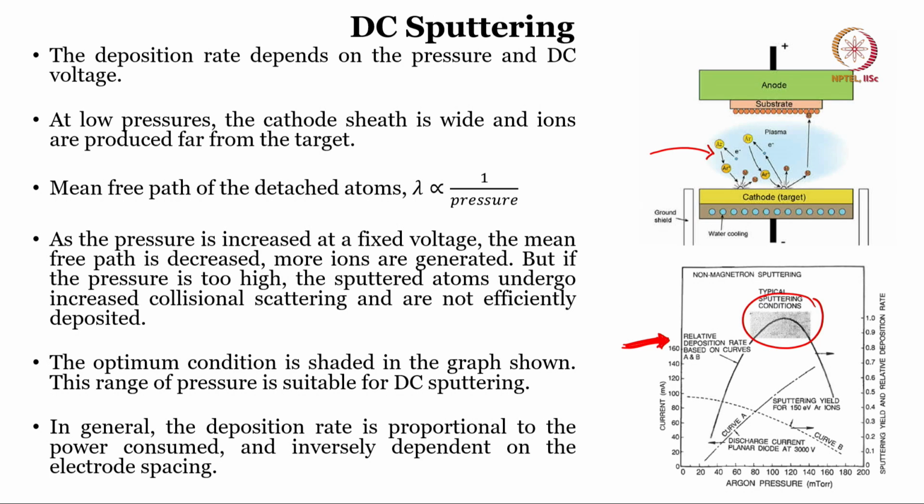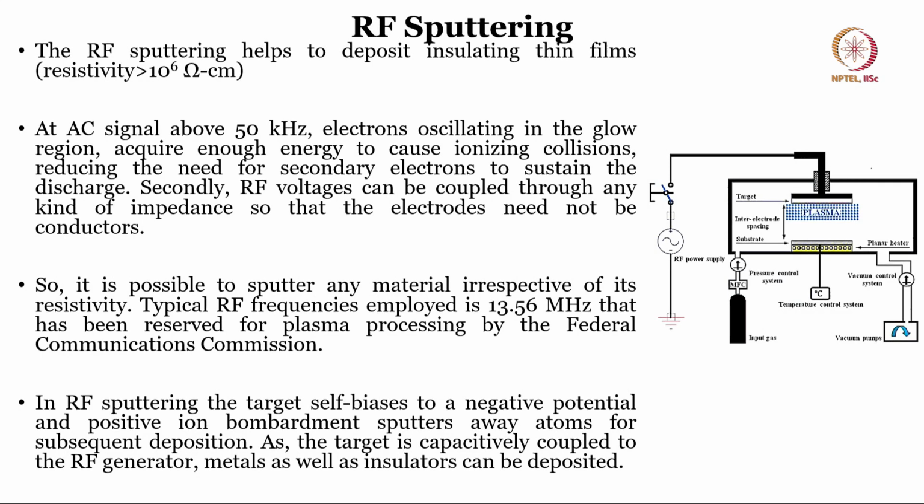In general, the deposition rate is proportional to the power consumed and inversely dependent on the electrode spacing. So, another thing you have to understand is that if you increase the spacing between the source and the substrate, the rate of deposition is also affected. The closer the things, the faster the deposition; the farther the things, the more difficult it is to get a higher deposition rate. But there are advantages and disadvantages when you have a spacing of a certain distance. This affects the overall film property, that means the spacing between source and target.